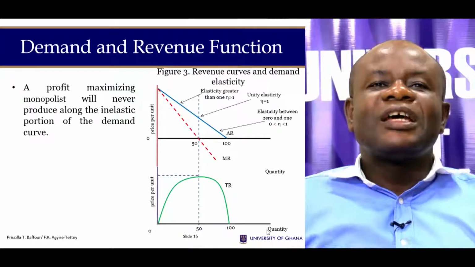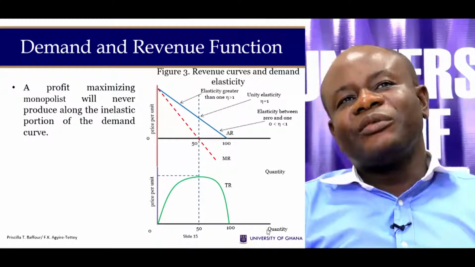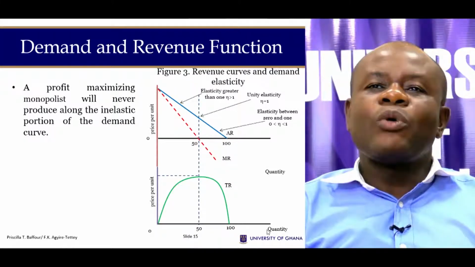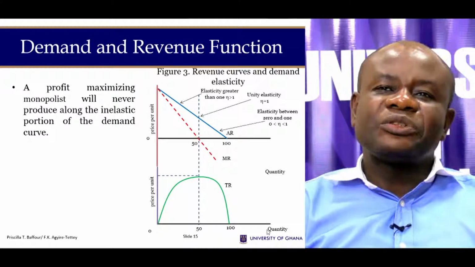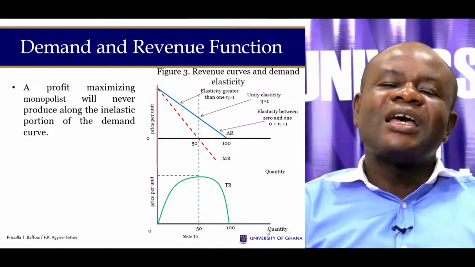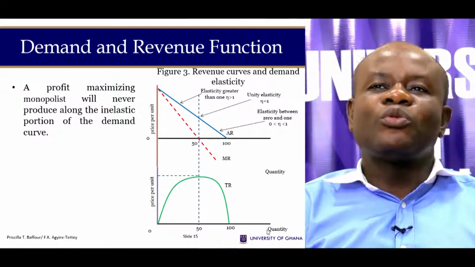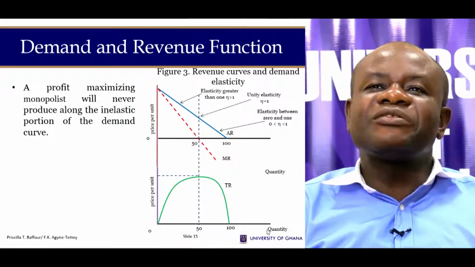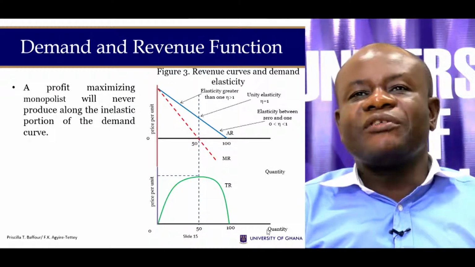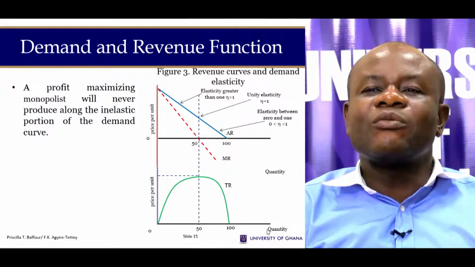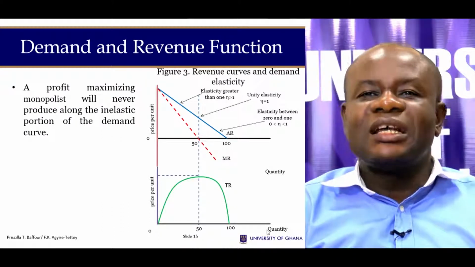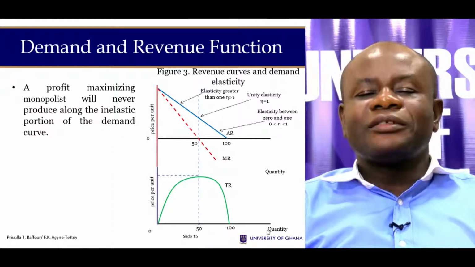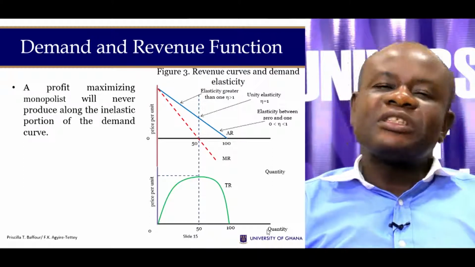Okay. Now we can also relate this demand curve and marginal revenue to our total revenue curve. Where marginal revenue is equal to 0, the total revenue is at its maximum point, and the price elasticity is equal to 1. When elasticity is greater than 1, total revenue is increasing, and when elasticity is less than 1, total revenue is declining.